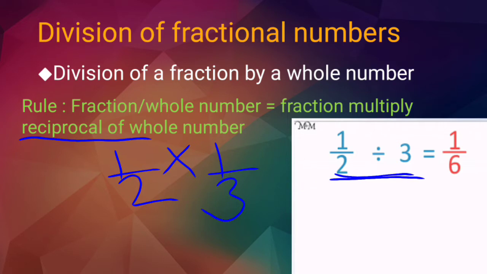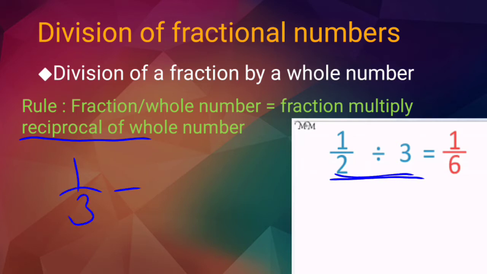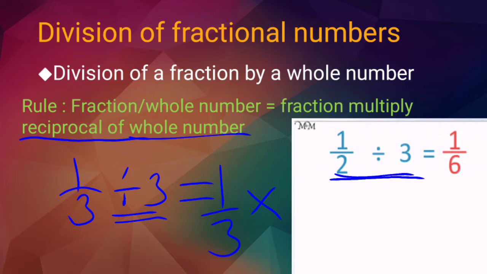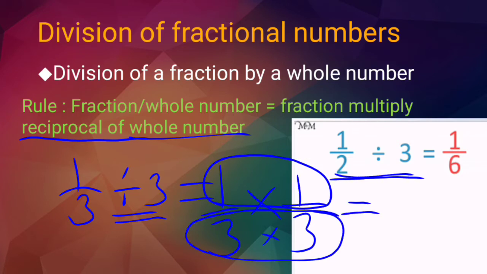Now I'm taking another example: 1 upon 3 divided by 3. What will you do? You can pause the video and try to solve it yourself. Till then I'm telling you the solution. For 1 upon 3, you change the division sign to the multiplication sign and take the reciprocal of the whole number. The reciprocal of 3 becomes 1 upon 3. Now you do multiplication of numerator with numerator and denominator with denominator. Then it becomes 1 upon 3 threes are 9, that is 1 upon 9.